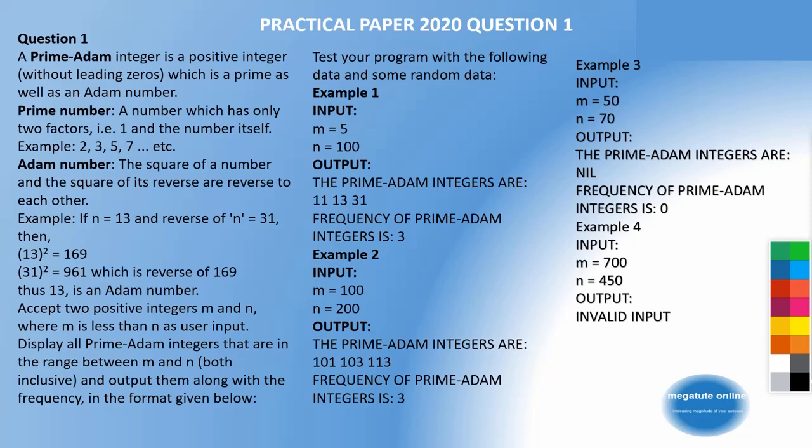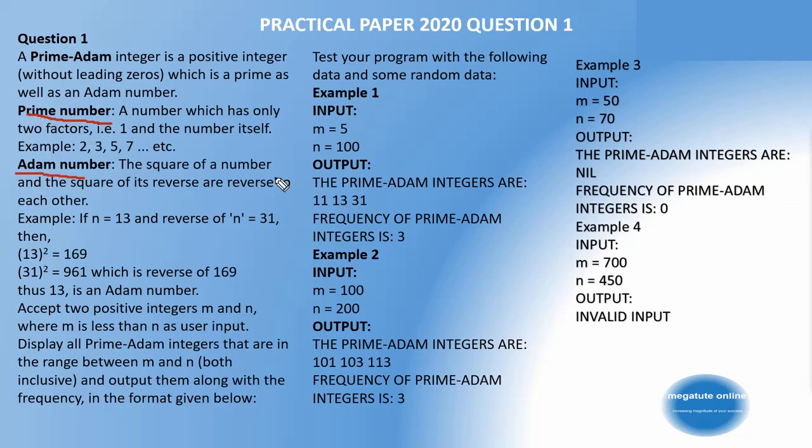Alright, so today we'll together do the prime atom question, right? Let's first understand what this prime atom number is all about. The question says that a prime atom number has to be a prime first, and has to be an atom number.